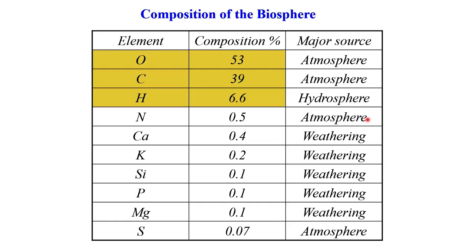The biosphere is made up mostly of the elements that you are made up of. So you are mostly oxygen, carbon, and hydrogen, mostly water and carbon, effectively. And this is where those elements come from. We are kind of like bits of other. So these other elements are also critically important for life to happen.